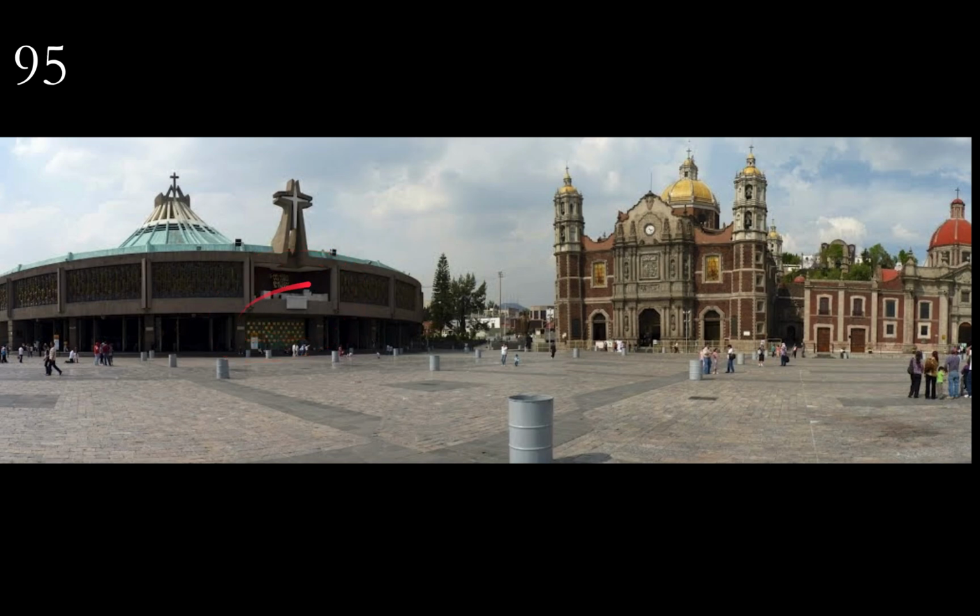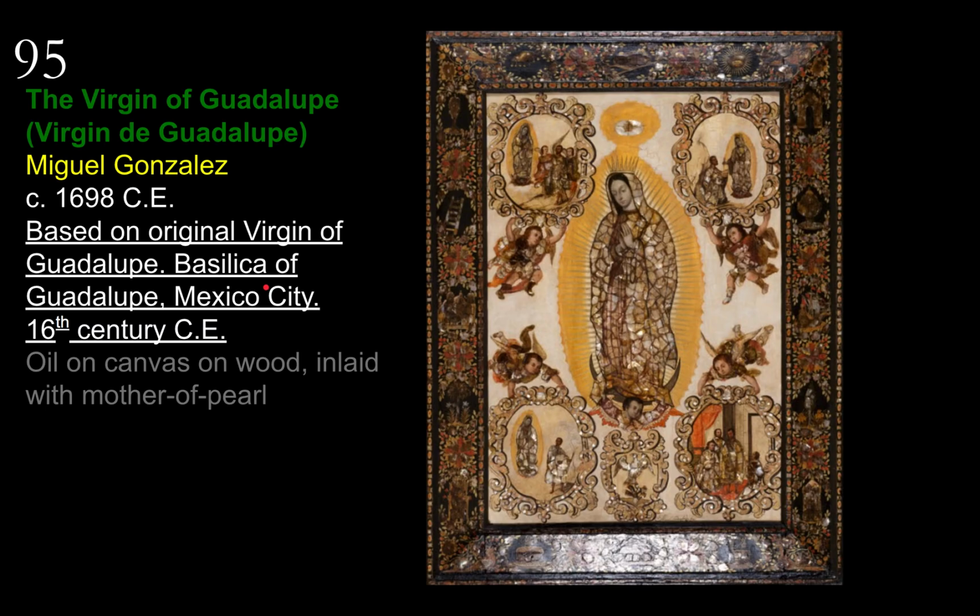They have had to make a bigger Basilica de Guadalupe. So this is the original. This is the new one. The miraculous image sits inside of this one. And it is at the base of Tepeyac Hill. So it's a pretty cool one, guys. Notice the identification based on the original Virgin of Guadalupe in the Basilica of Guadalupe in Mexico City.